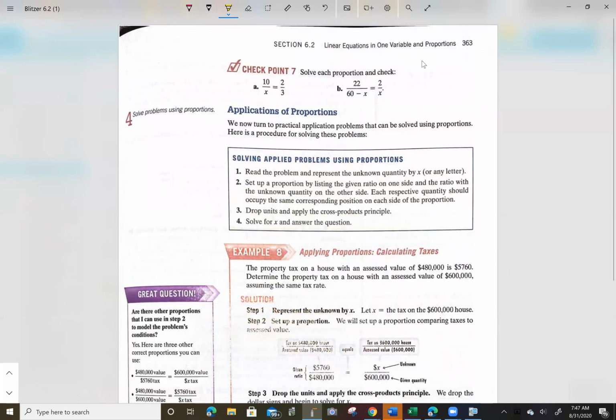Here's your checkpoint. And I will say A, you should have no problems cross multiplying. B, when you cross multiply, I'll set it up for you. You get 2 times, and then parentheses, 60 minus x, and you're going to need to distribute that 2, is equal to 22x.